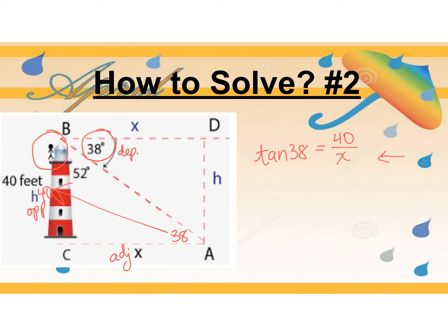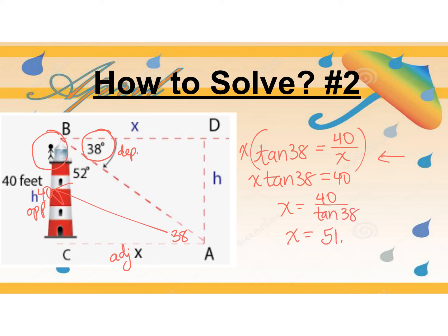This time my x is in my denominator, so I'm dividing by x, so I need to multiply everything by x. So I get x times tangent of 38 equals 40. And then I divide everything by tangent of 38. And I get this one to be about 51.2 feet away from the lighthouse. We're looking for the horizontal distance there.